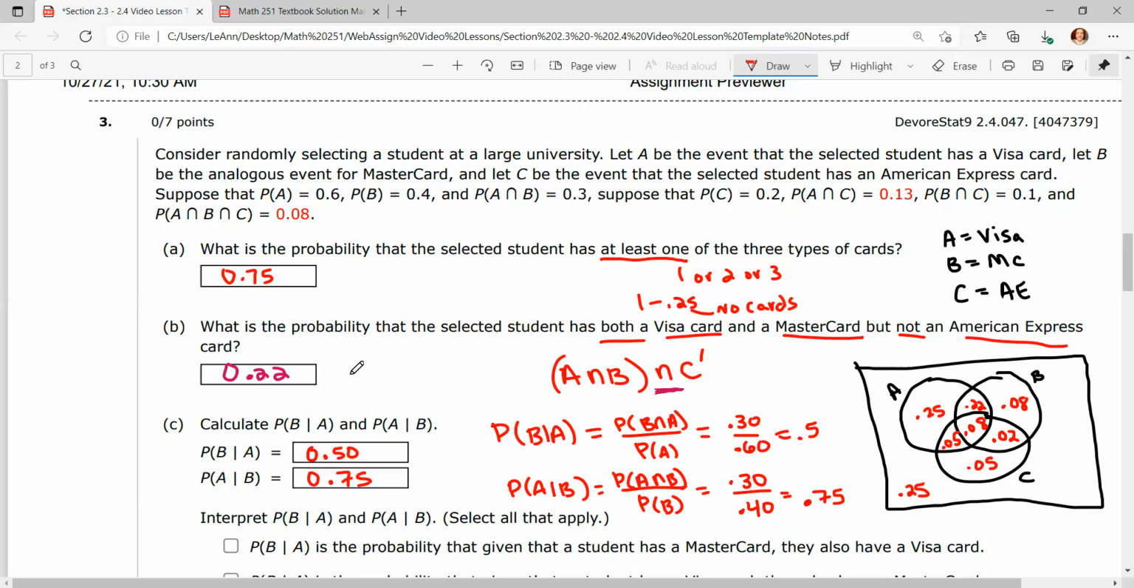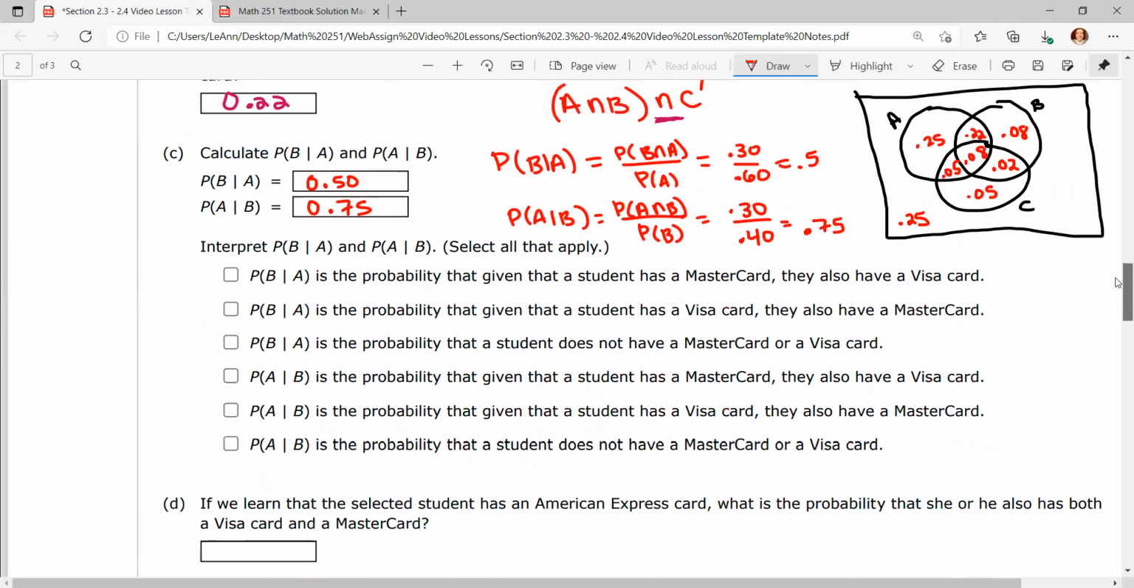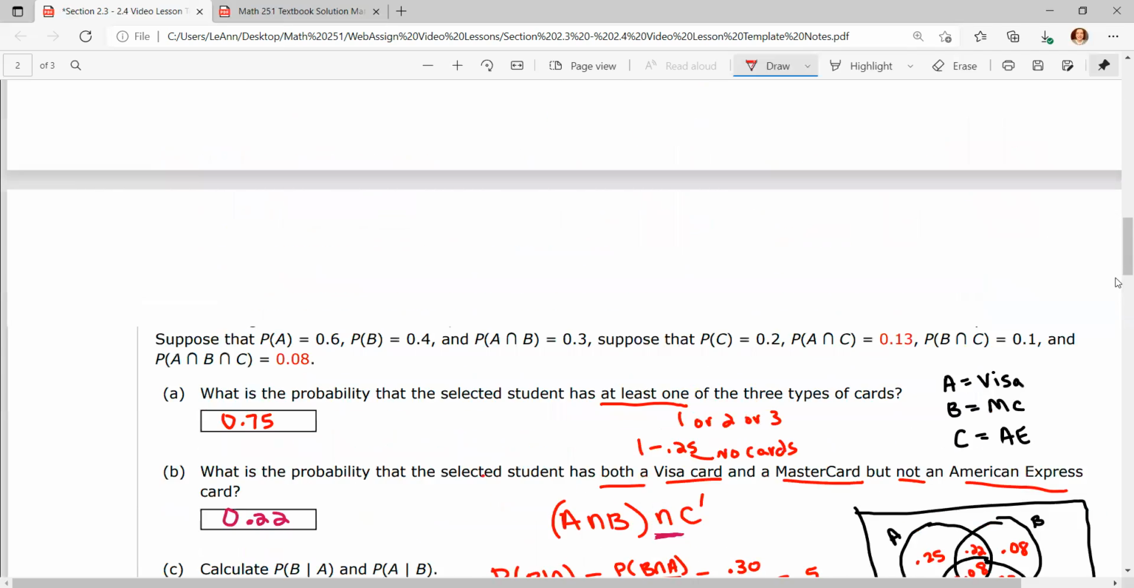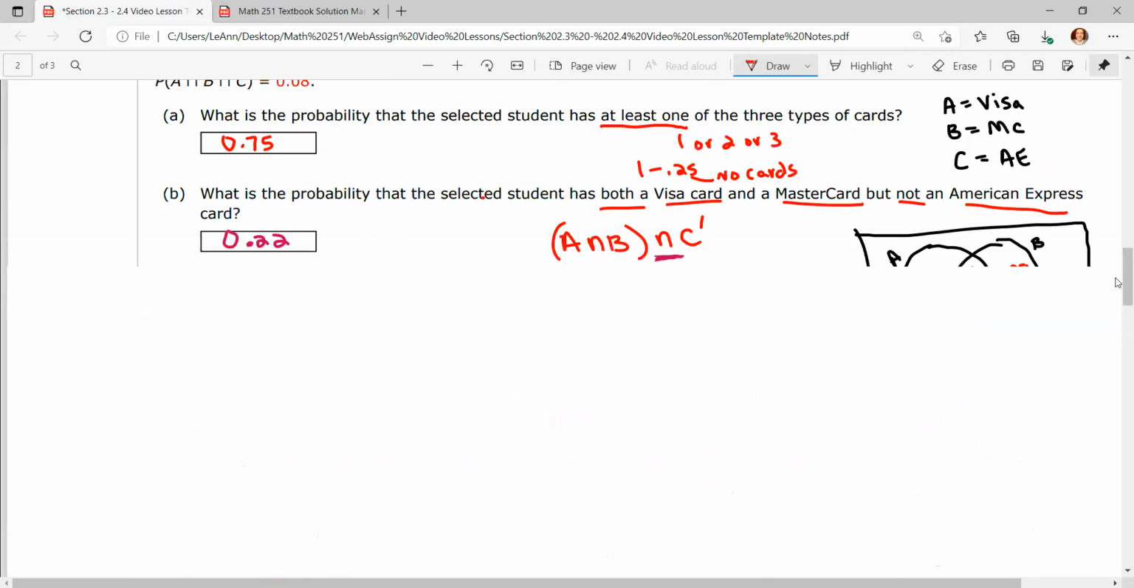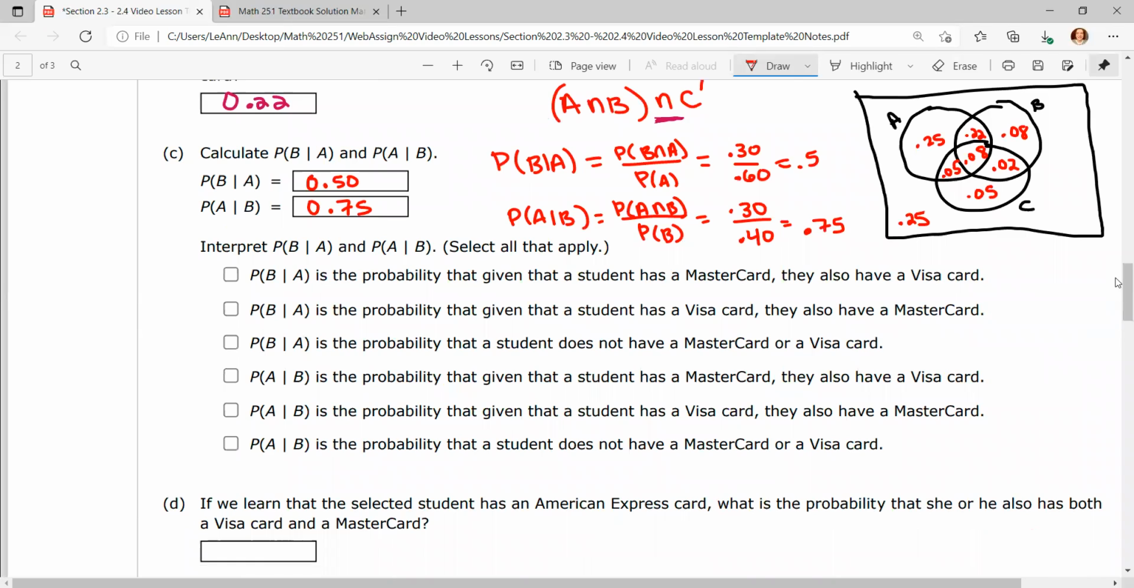Okay, let's look at the next part about this one. It says interpret those conditional probabilities. So we want to make sure we're writing a statement correctly about both of them. So let's see. B given A is probability the student has a MasterCard given that they have a Visa. This is why I wrote this in. B is MasterCard and A is Visa. So this is not correctly written because we would say this is MasterCard given Visa. So this is saying Visa given MasterCard. So we want the one that is reversed.